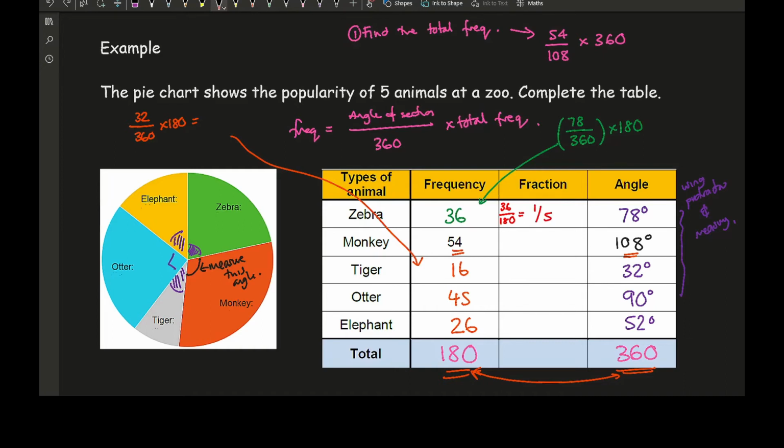The next one is going to be 54 over 180, which simplified gives me 3 over 10. For tiger, it's going to be 16 over 180, so let me just quickly write that, 180, which simplifies to give me 4 over 45. And then 45 over 180, which is a quarter. And then the last one is 26 over 180, which simplifies to give me 13 over 90.